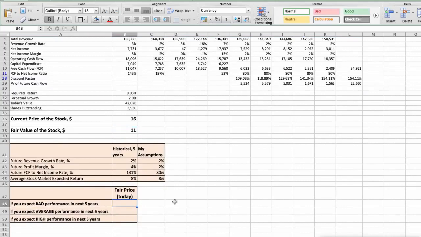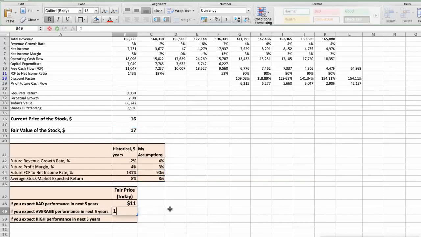Second scenario. Ford will have average performance in next 5 years, and we will use the following parameters in our calculation. Future revenue growth rate would be average, 4%. Future profit margin would be average, 3%. Future free cash flow to net income rate would be average, 90%. In this case, the fair value of the stock today would be $17.